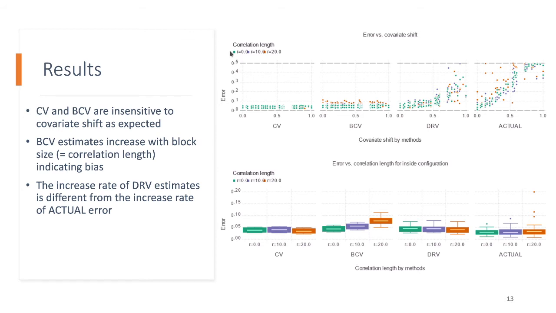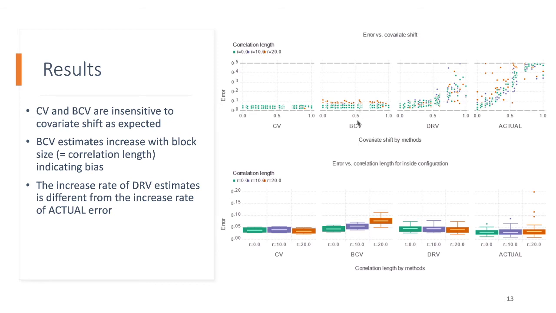The colors of the dots represent the correlation length, where 0 correlation is the green, 10 pixels of correlation is purple, and 20 pixels of correlation is orange. The first thing we observe is that both classical cross-validation and block cross-validation are insensitive to covariate shift, as expected. These methods were not developed to take into account shifts between the source and the target domain.